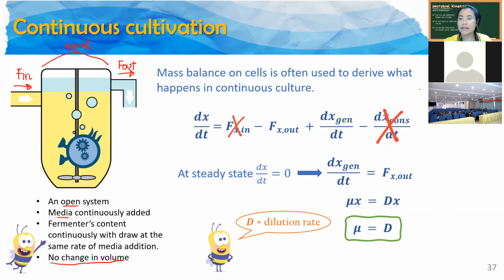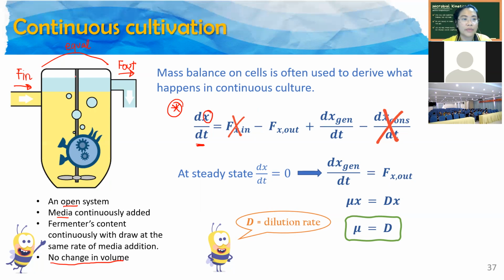And the mass balance on the cell is often used to derive what happens in a continuous culture. Okay, let's look at this mass balance equation. The change of something, in this case, I give an example of the change in biomass.